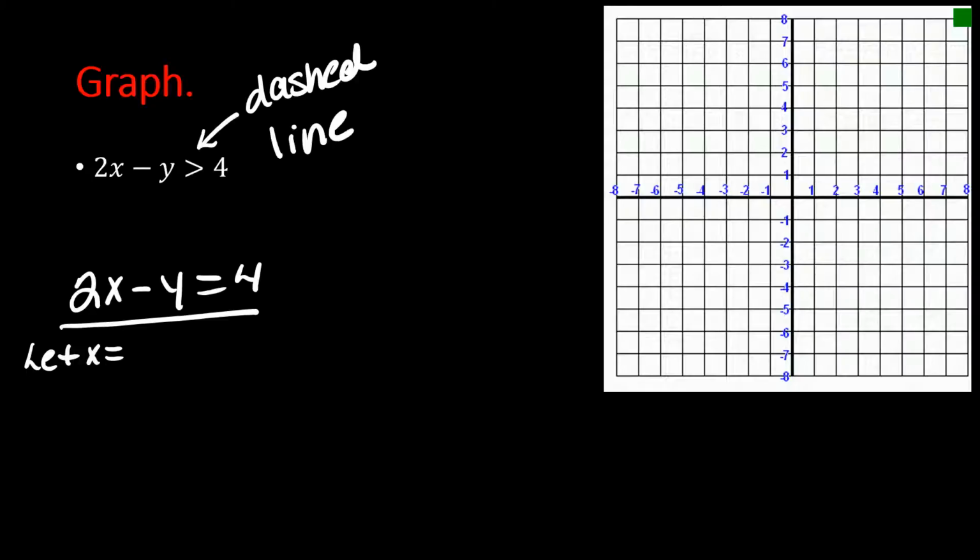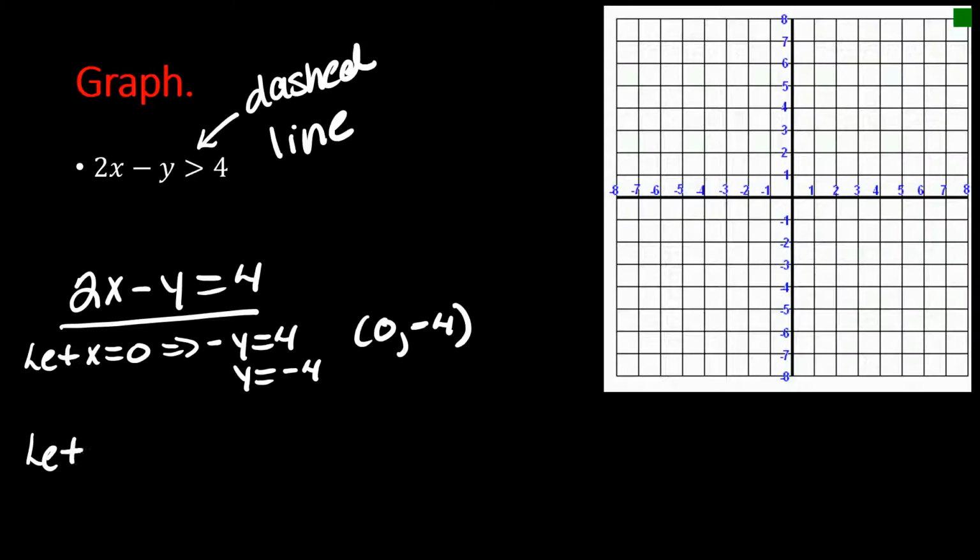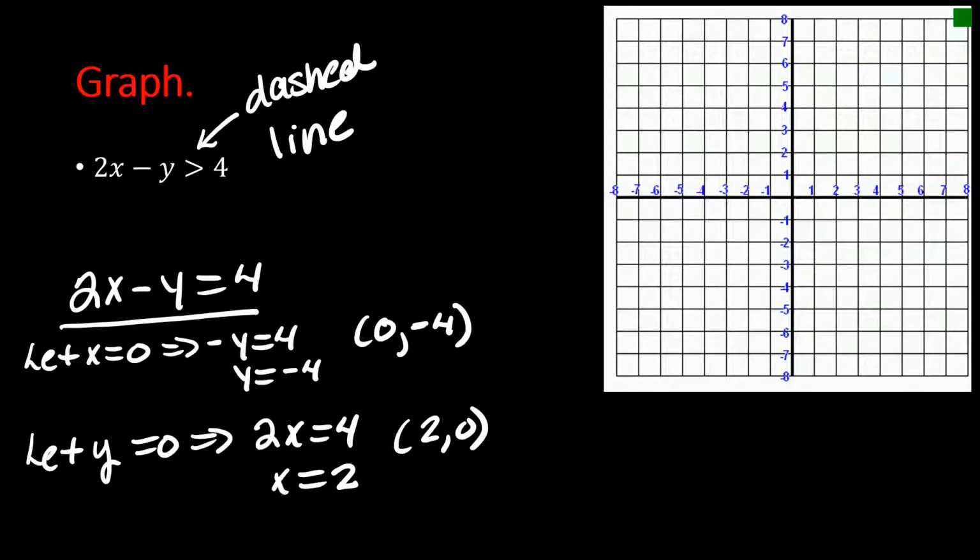If I let x equal 0, then I have negative y equals 4, or y equals negative 4. So I have a point (0, negative 4). If I let y equal 0, I have 2x equals 4, or x equals 2, so I have a point (2, 0). So let's graph that dashed line through (2, 0) and (0, negative 4).